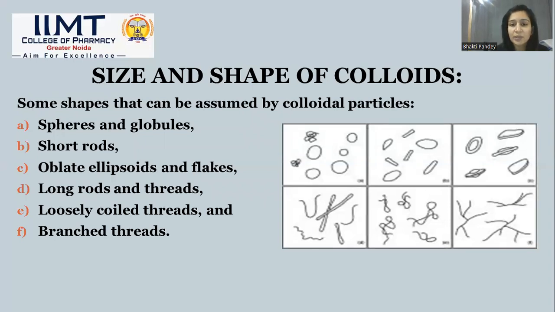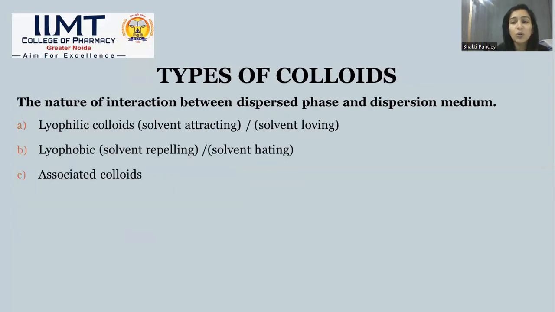Here are the images. Now comes the types of colloids. Basically, based on the interaction between the dispersed phase and the dispersion medium, colloids are divided into three types. First is lyophilic colloids, the other is lyophobic colloids, and the last is association colloids, or associated colloids.